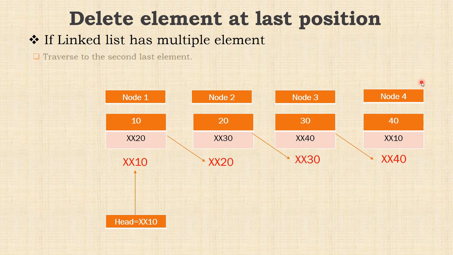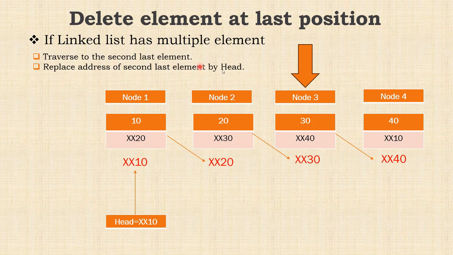So let's follow the steps. Traverse to the second last element. That means we have to come to the second last element. So this is node 3, the second last element, and then we have to replace the address of the second last element by head. This address xx40 is replaced by head. Head is xx10, pointing to the first element. So now xx40 should be xx10.